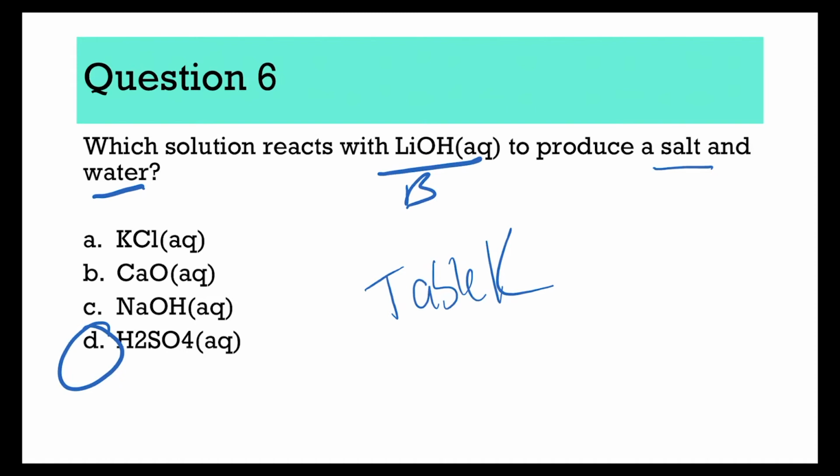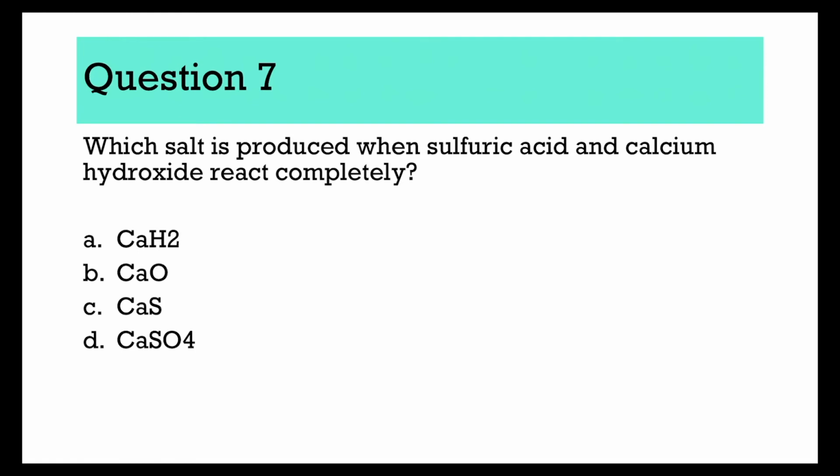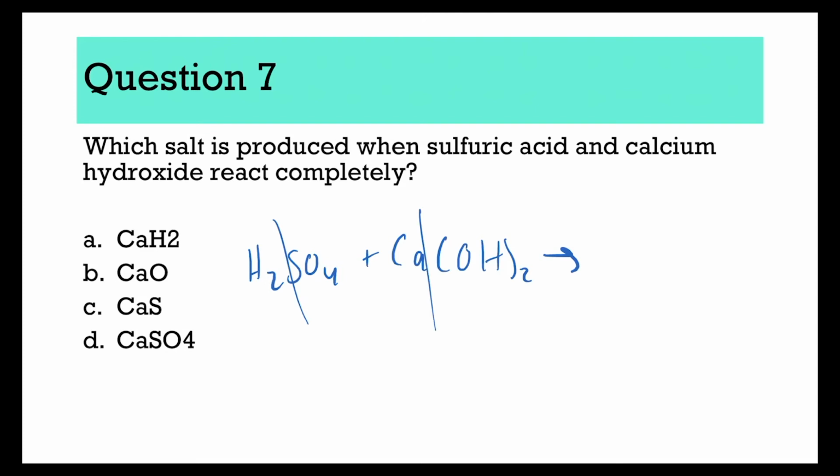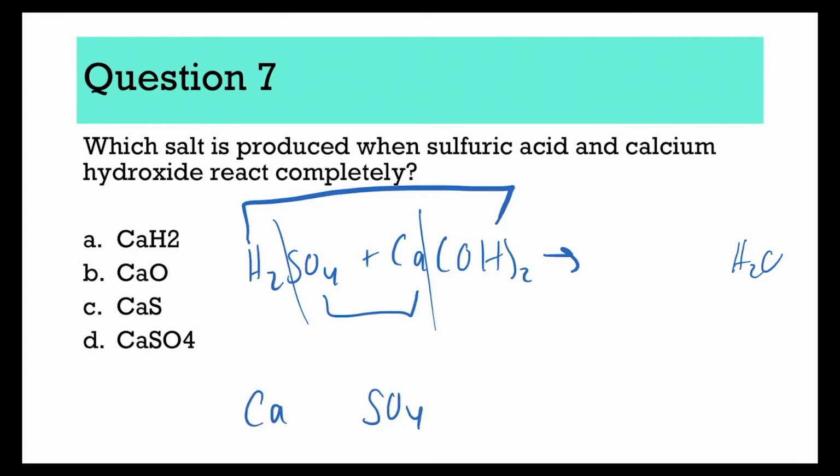Okay. Moving forward, number 7, what salt is produced when sulfuric acid and calcium hydroxide react completely? So again, be very careful looking at table K and table L for your acids and bases. Sulfuric acid is H2SO4. Calcium hydroxide is Ca(OH)2. Break these up. You get your water. And then you have to make something with Ca and SO4.